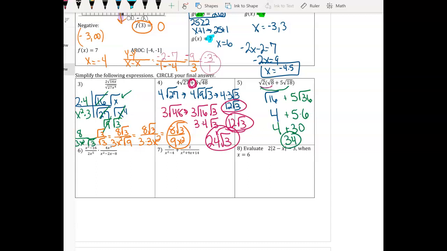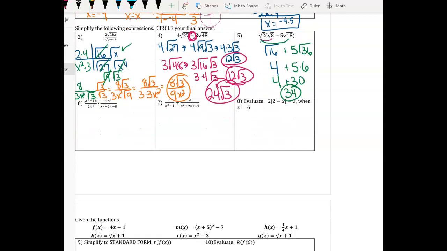All right, the next two are from our last chapter. So in the first one, multiplying, I'm going to start to look for things that I can cancel out. So I'm going to factor everything. So the x squared minus 16, remember that's our difference of squares.